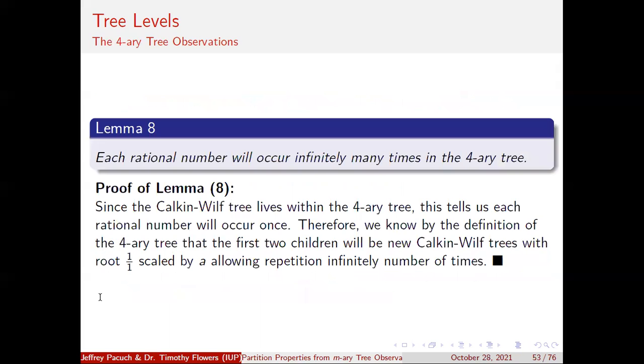So let's start with this lemma, lemma 8. We first need to define, and just make it noteworthy so that we're aware of it, that every rational number will occur infinitely many times. And we know this to be true because when we looked at the 3-ary tree, we know that the Calkin-Wilf tree is embedded within the 4-ary tree and the 3-ary tree. And since the definition states we'll have those repeats of the Calkin-Wilf tree, every number will occur infinitely many times. So it's still worth mentioning that.